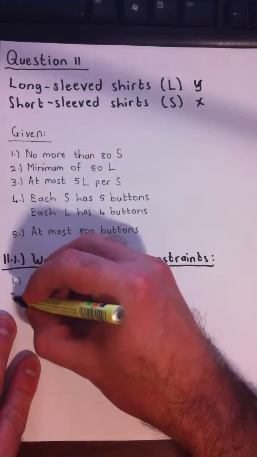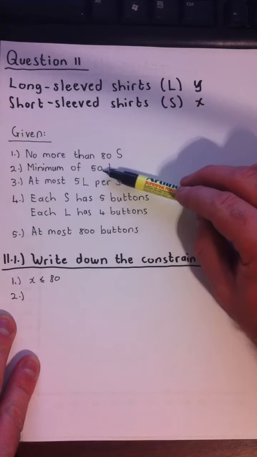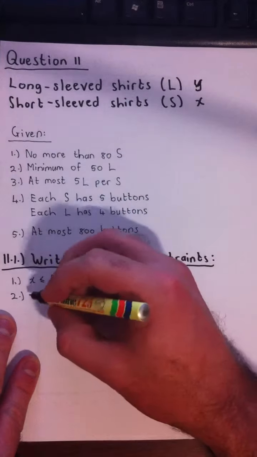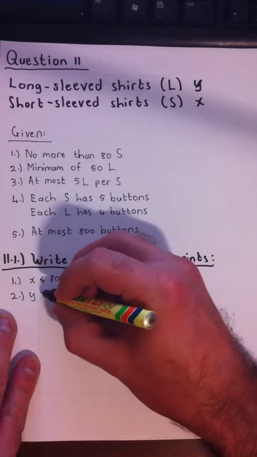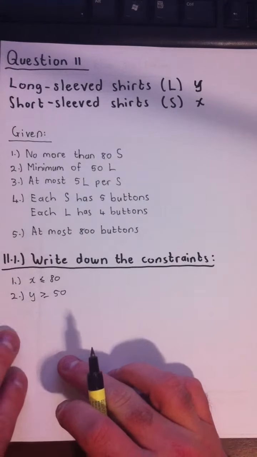Okay, from number 2 we can see that the long sleeve shirts have to be at least 50, a minimum of 50. So Y, which are your long sleeve shirts, has to be greater or equal to 50.